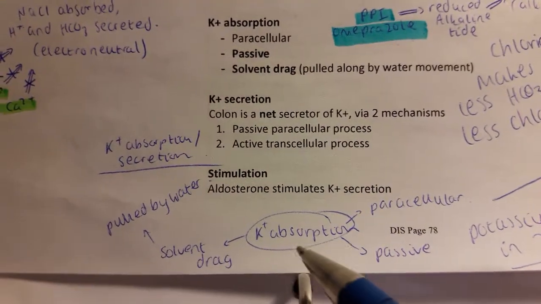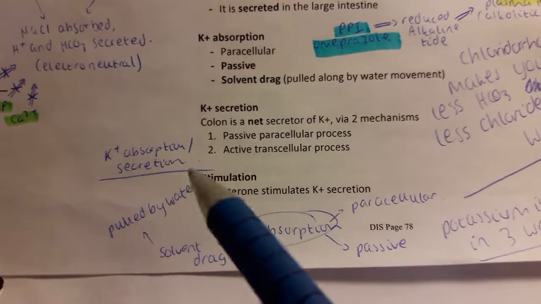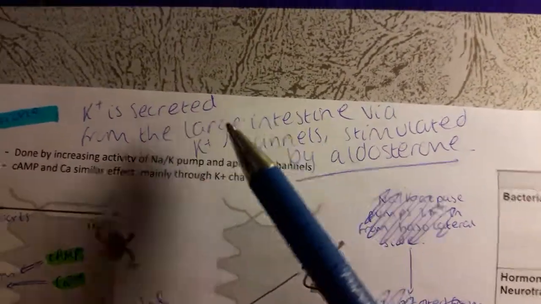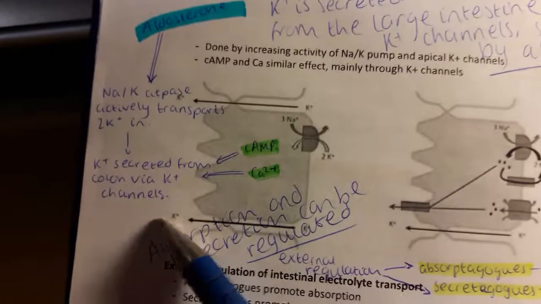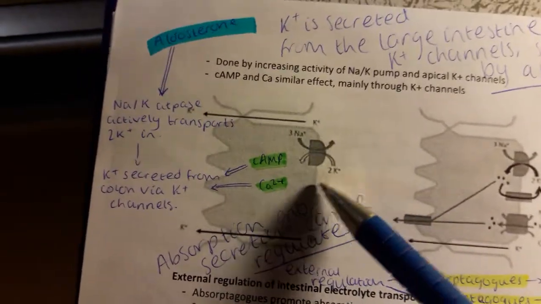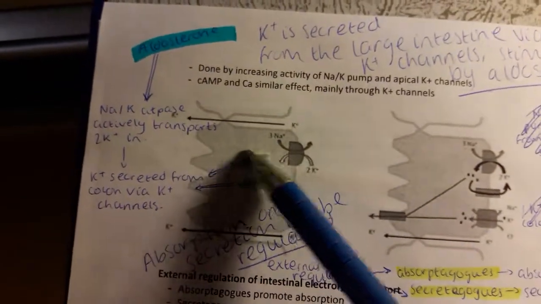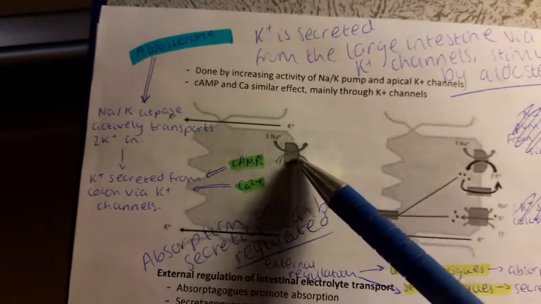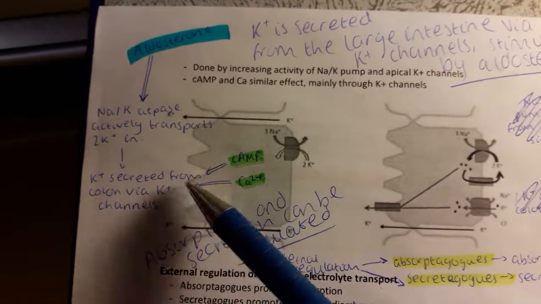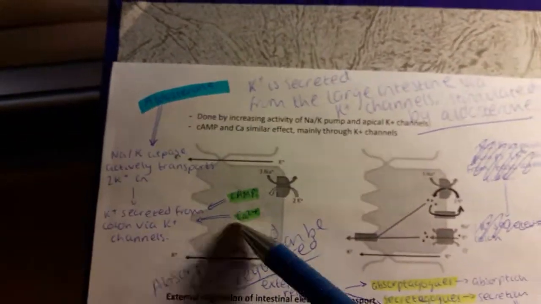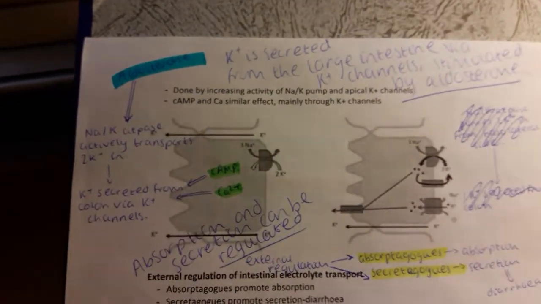Potassium is absorbed in the ileum and the jejunum via 3 mechanisms: paracellular, passive, as well as solvent drag when it's pulled in by water. Whereas it's secreted from the large intestine via potassium channels stimulated by aldosterone. So the sodium-potassium ATPase channel causes a gradient, causes potassium to be pumped in, which then leaves into the lumen via the potassium ion channels. And it's stimulated by aldosterone. So aldosterone stimulates the absorption of sodium chloride, whereas it stimulates the secretion of potassium.